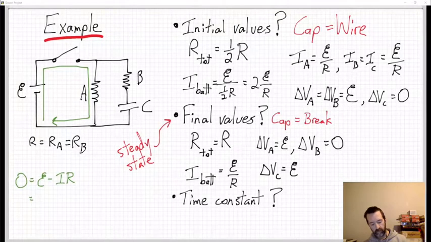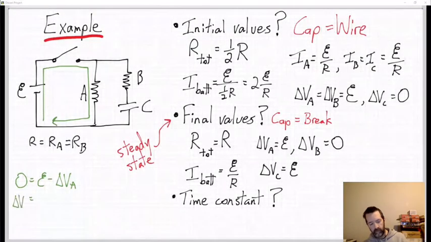Actually, I don't even need to say IR. I can just say delta V A. Let me just get that cleared. So therefore, delta VA has to be E.